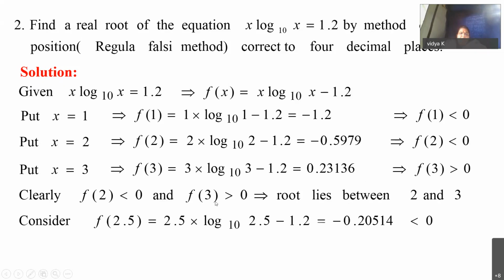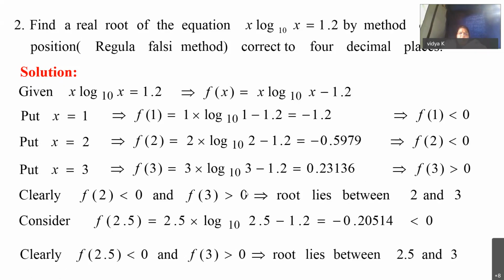Now in between value take f at 2.5, you get negative. So you can say now clearly f at 2.5 is less than 0. So another one you have to prefer greater than 0. Where f at 3 is greater than 0, root lies between 2.5 and 3. Because this method has slower convergence, you make the difference between x much lesser than previous.